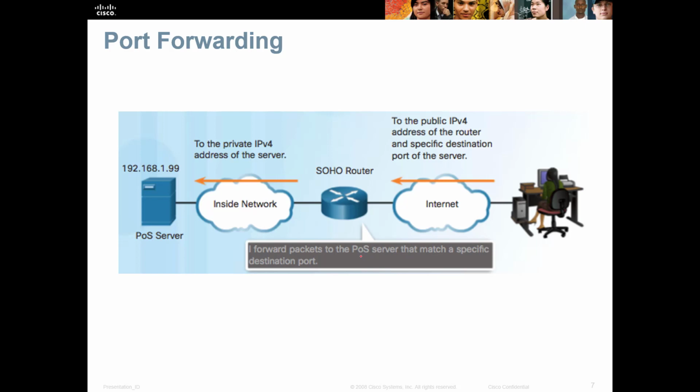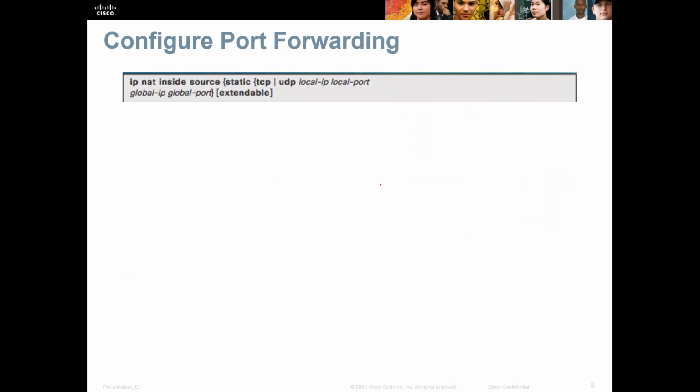That could be inside Macy's, right? Or inside a small business. That point of sale server, things that match a specific destination port. So I'm going to allow a setup of peer-to-peer, provided everything is allowed and specific. I'm not going to allow people to be roaming around here in a pool of addresses, okay? So that's what port forwarding is.